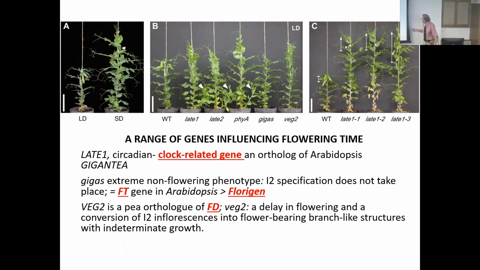Gigas here is equivalent to the gene FT in Arabidopsis, and FT is the gene which controls the production of florigen, or the flowering hormone. VEG2 here is equivalent to the gene FD in Arabidopsis, and FD is one of the genes that's turned on by florigen when it arrives at the stem apex.